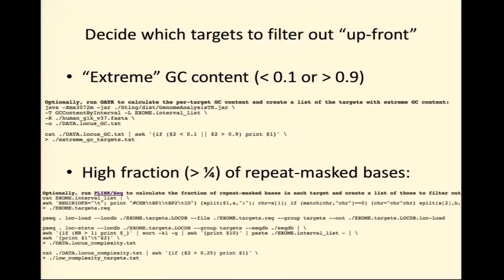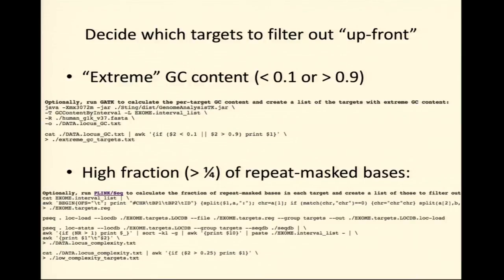In terms of deciding which targets to filter out, you can decide that up front, and we do that using a mix of GATK and PlinkSeq, where you might decide to remove a relatively small number of targets that have very high or very low GC content. We know the capture isn't going to work so well there, or the read depths might be very skewed, and it's going to be hard to call copy number variation based on read depth there. So we remove those up front.